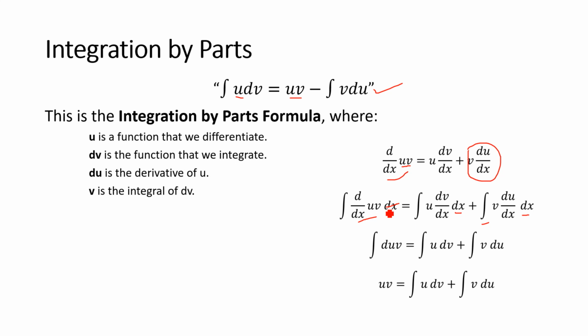Now this dx will cancel out with this dx. Similarly, this dx will cancel out with this dx, and this one will also cancel out with this one. So we will have integral d(uv) is equal to integral of u dv plus integral of v du. Further simplifying, taking the integral of this d(uv), we will have uv is equal to integral of u dv plus integral of v du, and this is the integration by parts formula. And this formula can be derived from the product rule of differentiation.